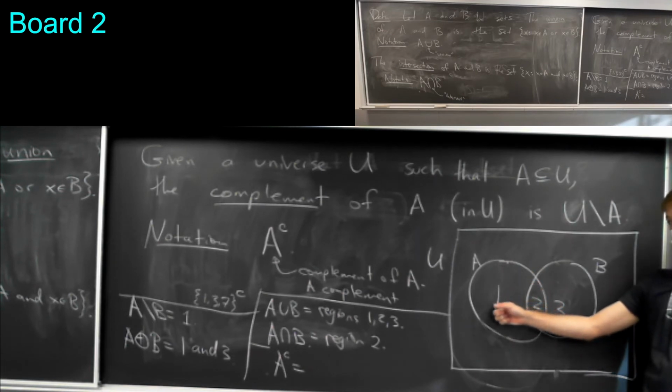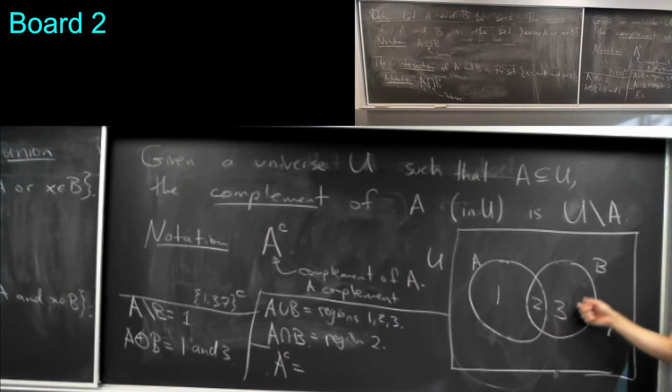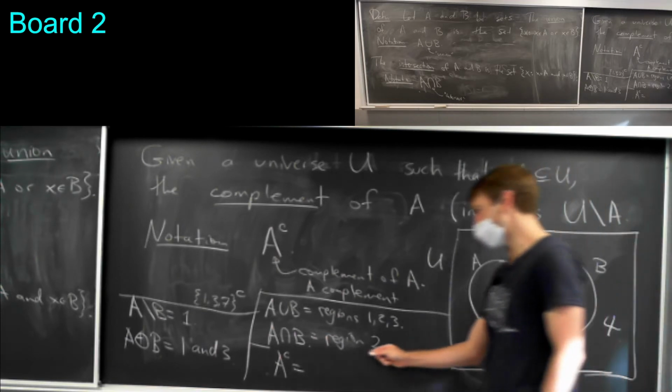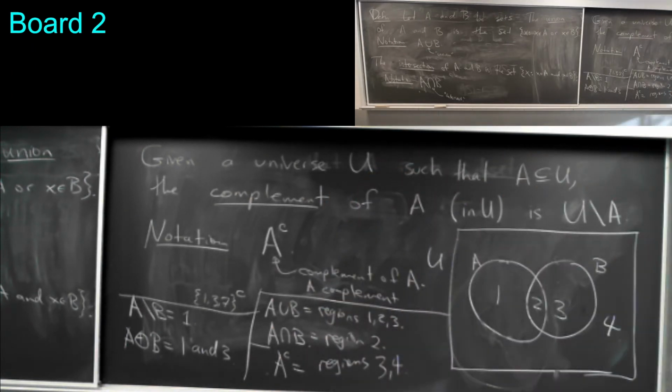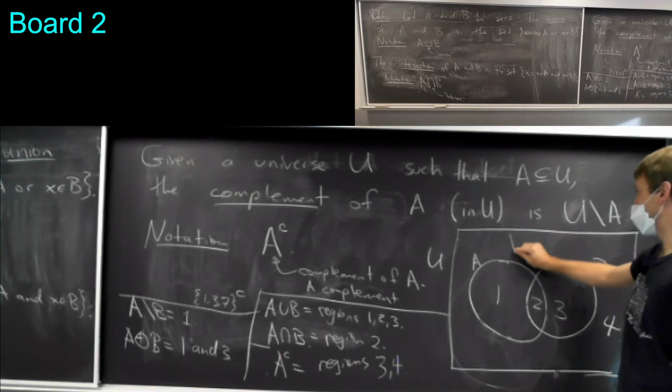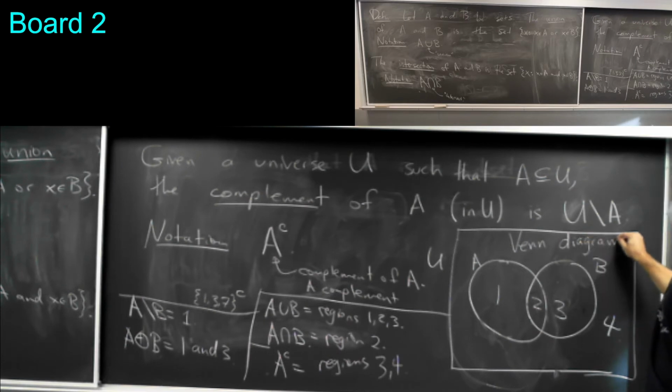So it's definitely not this. It's not region 1. It doesn't have region 2. But region 3 is fine because that's not in A. And region 4 is also fine. So this is regions 3 and 4. It's all the stuff that's not in A. By the way, do people know the name of this kind of picture? Yeah, totally. These are going to come back in the course a few times, but this is a Venn diagram.